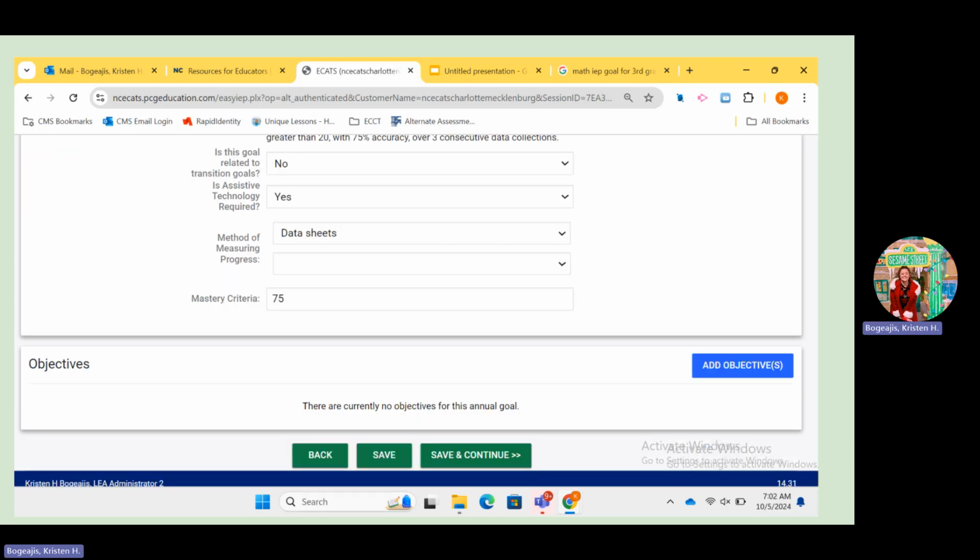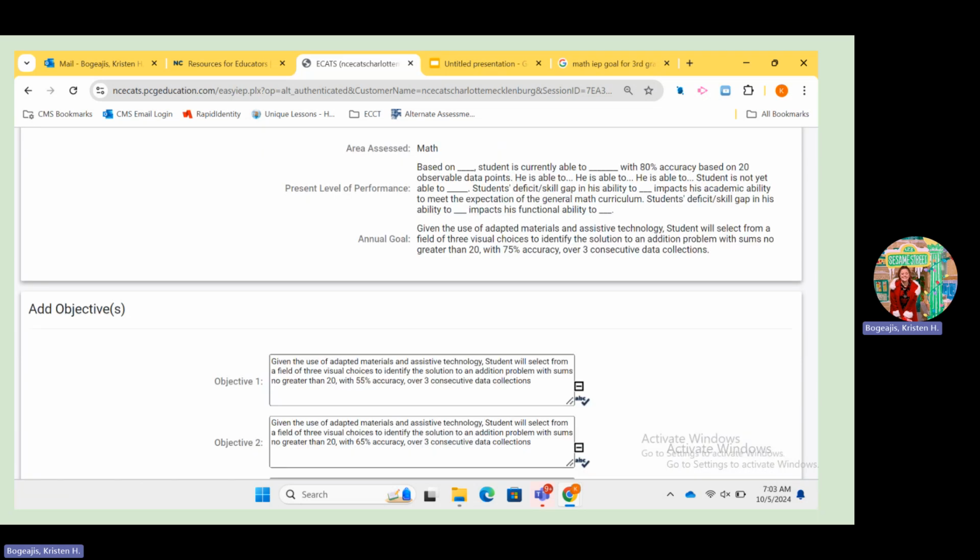So you're going to say add objective. Once you select that they are going to be on the extended content course of study, ECATS is going to require you to have those 2 objectives. So don't worry, it's not going to let you move forward unless you have what you need. So you want to add those 2 objectives. This is just an example of one way you can do it. So I have it here in ascending accuracy. The overall mastery criteria is 75. Same skill is going to be with 55% accuracy for objective 1 and 65% accuracy for objective 2. So that is just one way that you can do it.